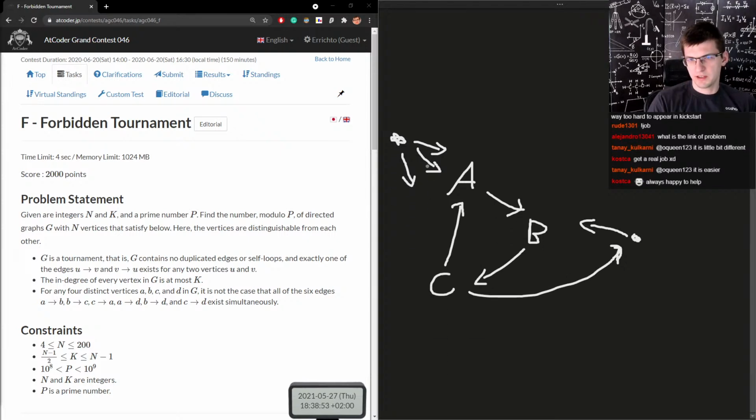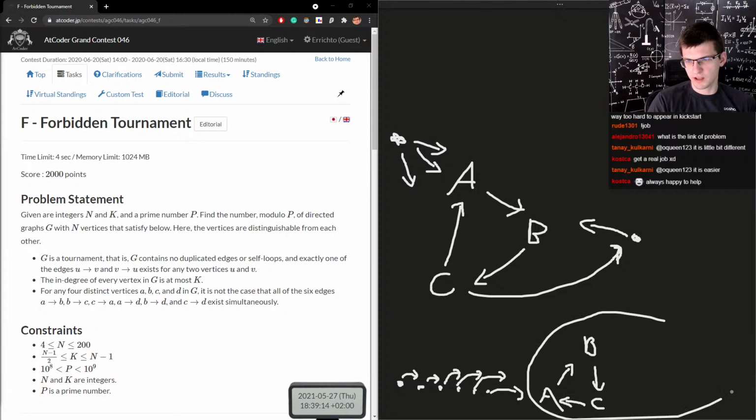So maybe the graph will be a bunch of vertices that just go to the right. So they point to the right only with all their edges. And then here we get ABC. And then everything here is in some way interconnected.